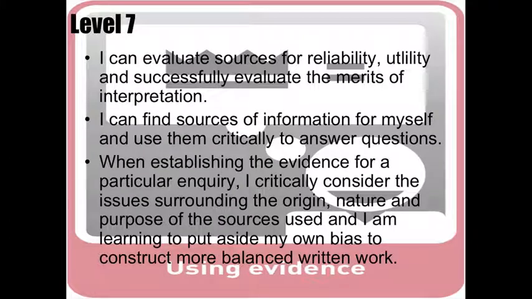Level 7. Students can evaluate sources for reliability, utility, and successfully evaluate the merits of interpretation. Utility, as we describe at GCSE standard in Year 10, being the advantages and disadvantages, why a source is and is not useful to reach an overall judgment of utility for that source. Students can find sources of information for themselves. When establishing the evidence for a particular inquiry, they can critically consider the issues surrounding the origin, nature and purpose of the sources used, and students will learn to put aside their own bias to construct a more balanced piece of written work.